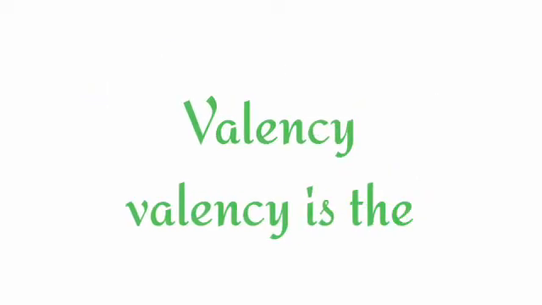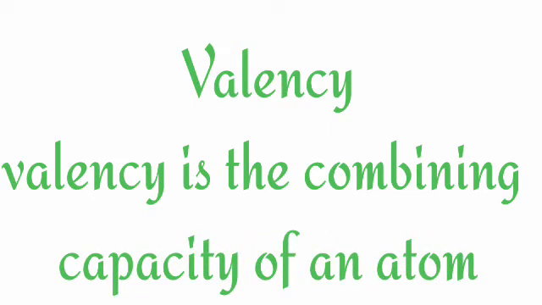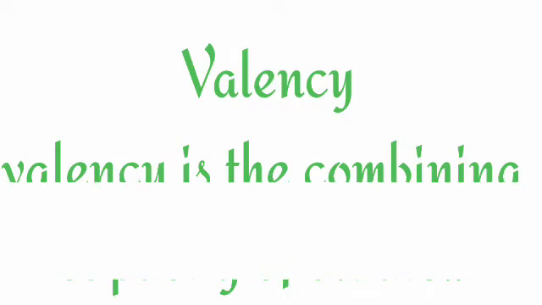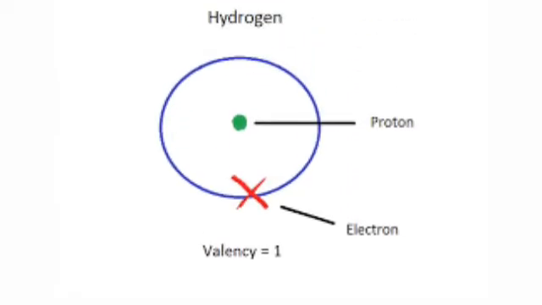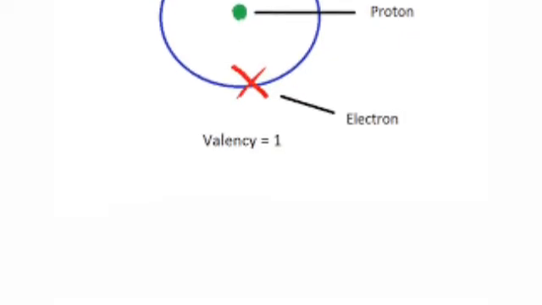Now we are going to learn about valency. Valency is the combining capacity of an atom. To find this, we should know the number of electrons in an atom. For example, hydrogen has only one electron. So, the outermost shell contains one valence electron. So, the valency of hydrogen is 1.